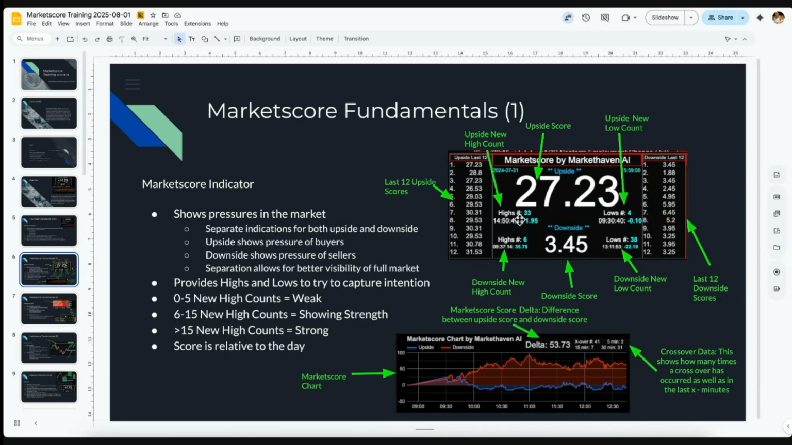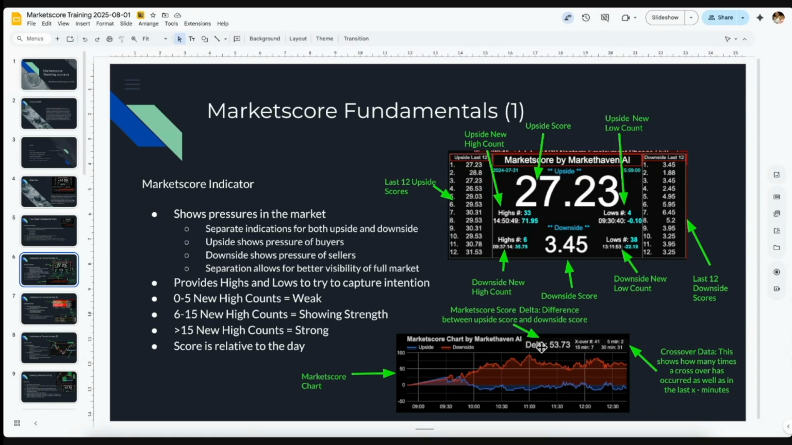This tells you the last time there was a high, and then the number of new highs for the upside, and then this one would be for the downside, number of new lows, and the last time that it made a new low. The chart has just an upside bar and a downside bar. Well, the other way around. The red one is a downside bar, and then an upside bar. It tells you the delta, which is just the difference between the two scores.